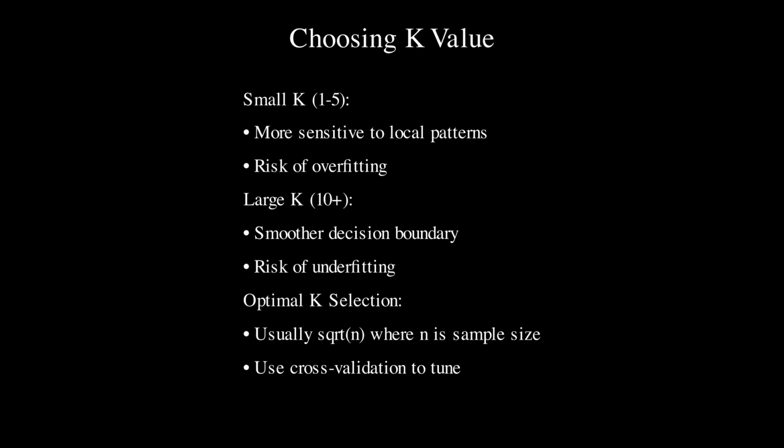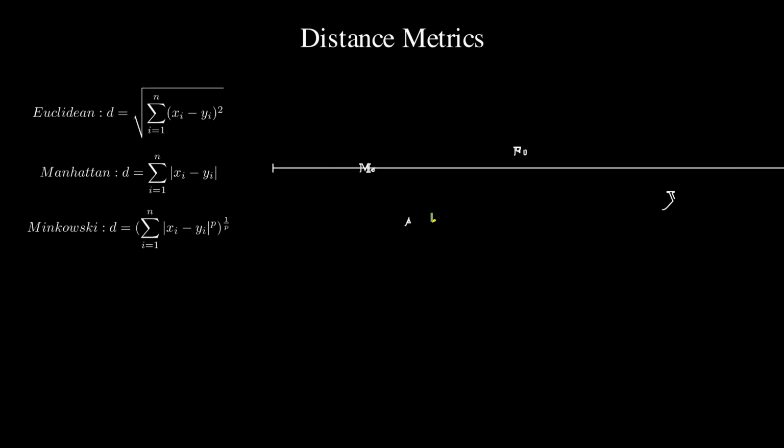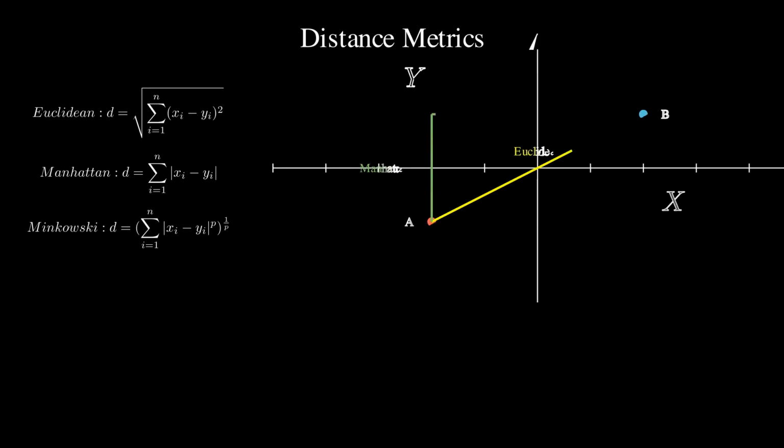The choice of K is crucial in KNN. With small k values, like 1 to 5, the model becomes highly sensitive to local patterns, but risks overfitting. Larger k values create smoother decision boundaries, but might miss important local patterns. A common starting point is to use the square root of your sample size, though cross-validation helps find the optimal value.